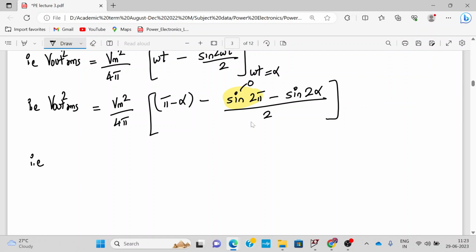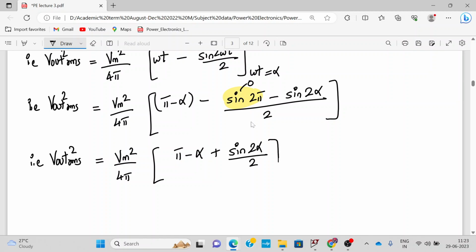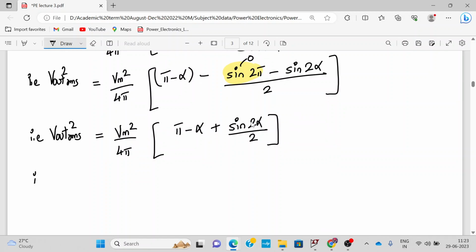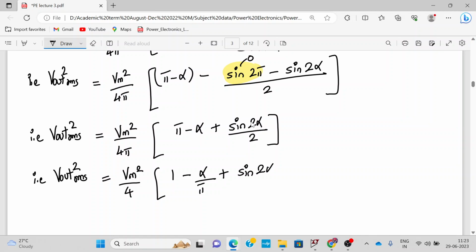Okay, so after substituting further, we can calculate V out RMS square will be equal to Vm square upon 4 pi, here we get pi minus alpha. This will become plus sine 2 alpha divided by 2. Alright, so that is what we get, and we can take this pi inside. So what do we get? V out RMS square will be equal to Vm square upon 4, into 1 minus alpha upon pi plus sine 2 alpha upon 2 pi.